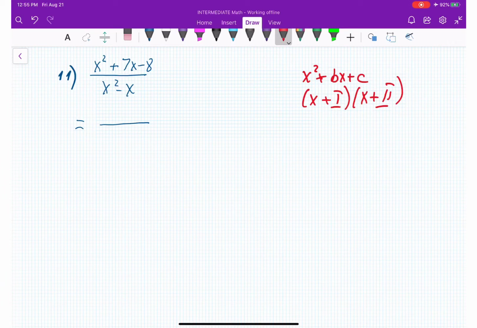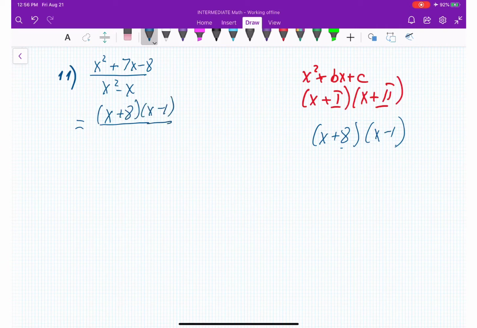Okay, so for x squared plus 7x minus 8, I have to find two numbers that multiplied would give me -8, and added would give me 7. That's pretty much going to be x plus 8 and x minus 1, because 8 times -1 is -8, and positive 8 minus 1 is going to be positive 7. So let me break it down: x plus 8 times x minus 1.